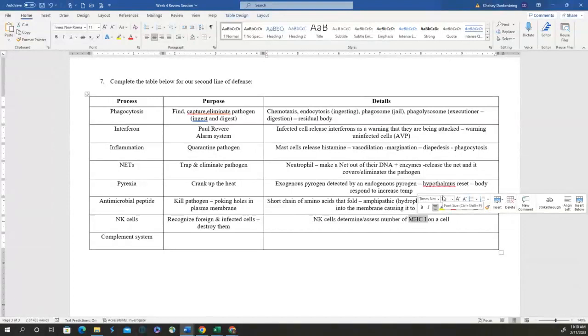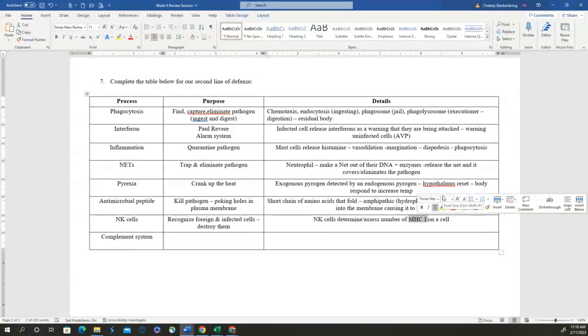But if it says, yes, you do have MHC1, the follow-up question is, how many do you have? Do you have that 100 that you should? Oh, you do? Cool. Go ahead. Go about your business. Oh, wait, you only have 10? Ooh, that's not normal. You must be infected. I need to destroy you.